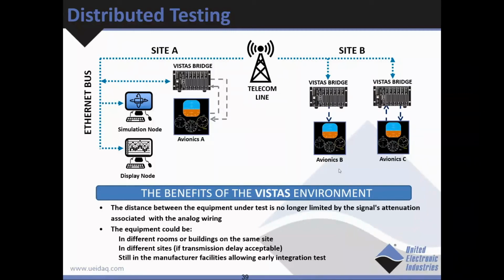You are no longer limited to the signal's attenuation due to the analog wiring. The equipment could be in different rooms or buildings at the same site. The equipment could be in different sites if transmission delay was acceptable. Or the equipment could even still be in the manufacturer's facilities, allowing early integration tests.